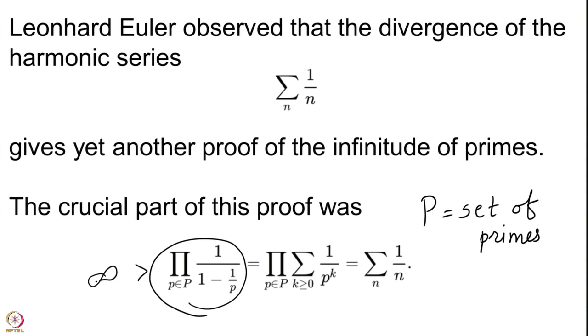You have only finitely many primes, so 1 minus 1 upon p is some number, you take its reciprocal and you still get some real number, but you are taking a product of only finitely many quantities. So this number has to be finite, but we get that this on the other hand is infinite. This is the contradiction. You have on one hand some quantity which is finite, but on the other hand an infinite quantity.